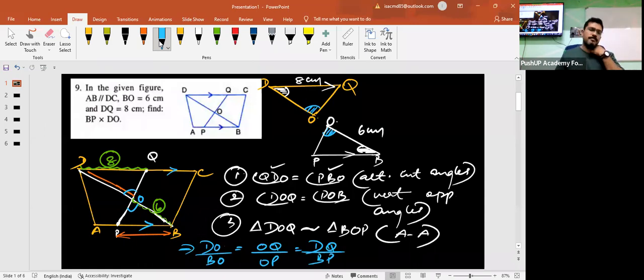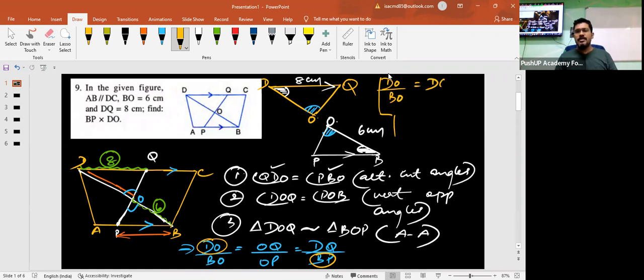This is right? Okay. Now they are asking us to find what? They are asking us to find BP into DO. Acha, BP is where? Over here. DO is where? Here. Okay. First and last ratio shall we take? Fine. So the first ratio is DO upon BO is equal to the last ratio, DQ upon BP. Now children, they are asking us to find the product of BP and DO. So BP into DO will be equal to the product of BO and DQ.